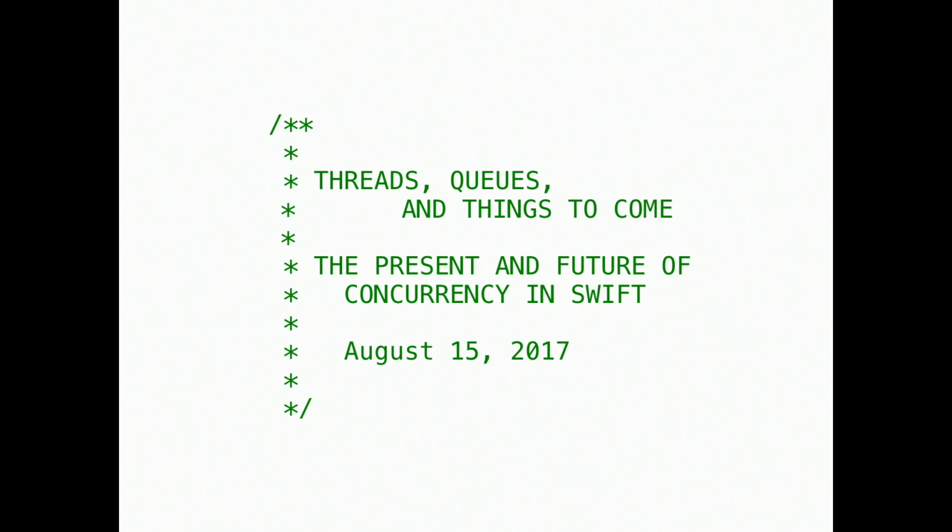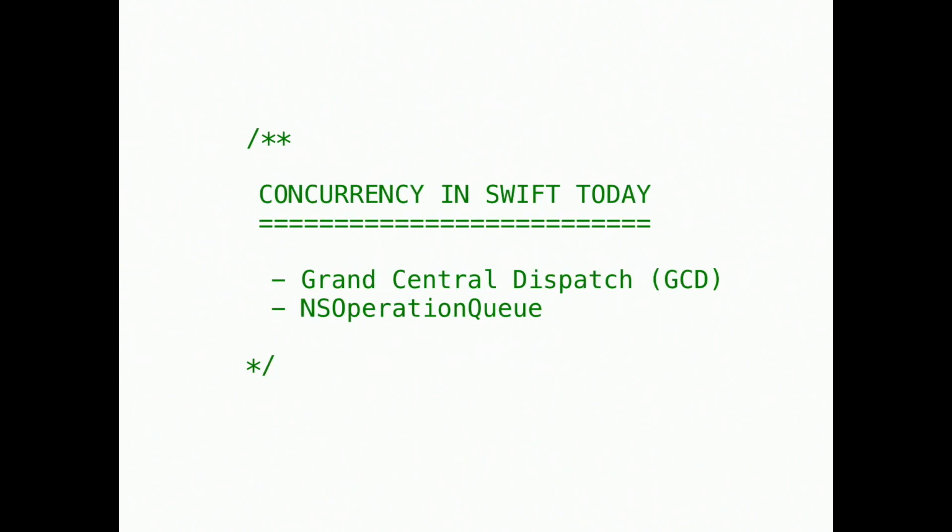So, the title of today's talk is Threads, Queues, and Things to Come, the Present and Future of Concurrency in Swift. As the title suggests, there are going to be two sections to the talk today. In the first section, we're going to talk about concurrency in Swift today. So we're going to talk about Grand Central Dispatch, GCD, and NSOperation. These are tools that we have available to us in Swift on Apple's platforms today for writing concurrent code.